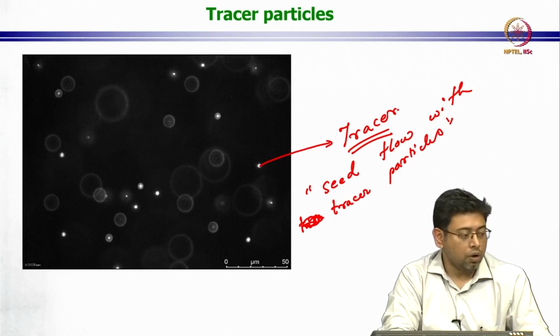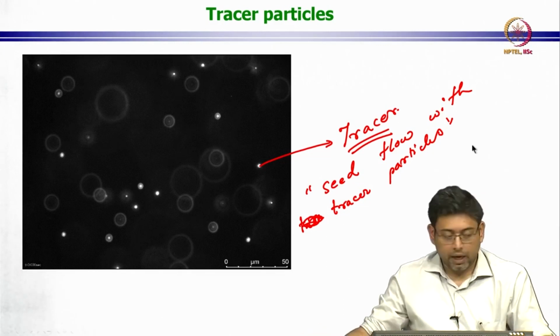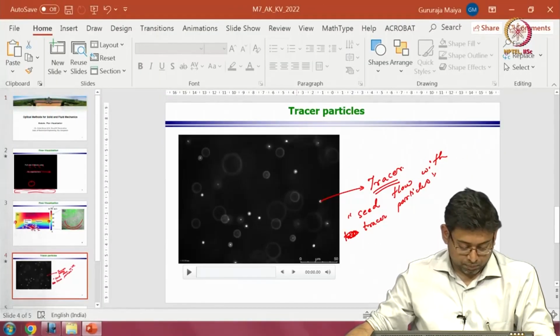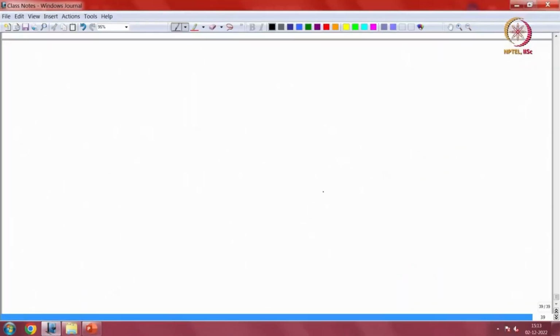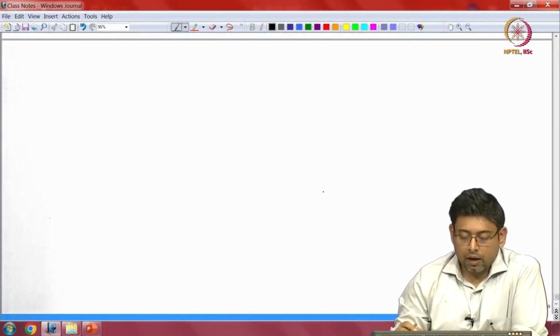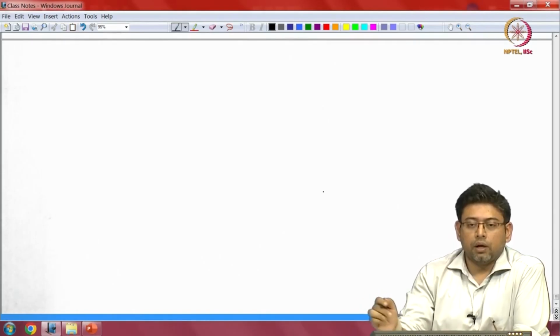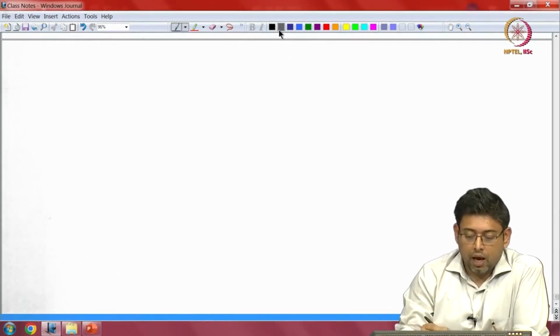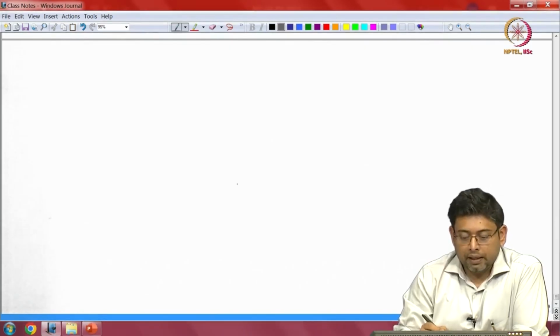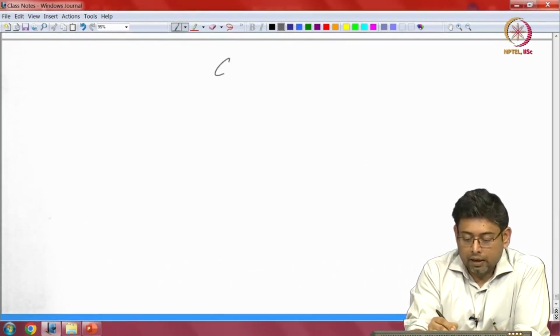Okay, so with that I'm going to change to my notepad. The problem at hand is flow visualization, and we are going to consider the use of tracer particles. But even before we do that, there are a couple of important aspects that need to be mentioned. Now, in theoretical fluid mechanics, there is an idea called the continuum approach.